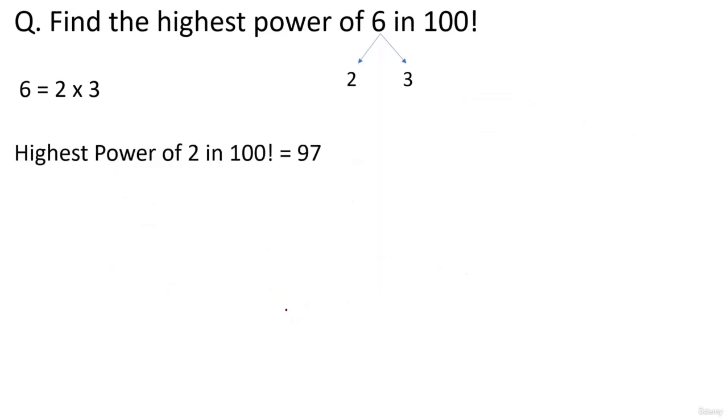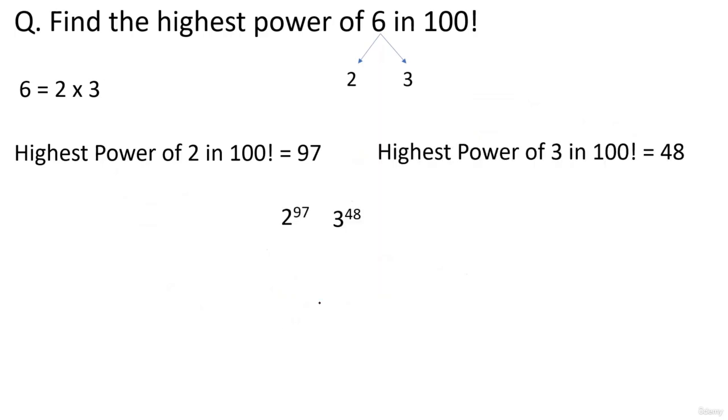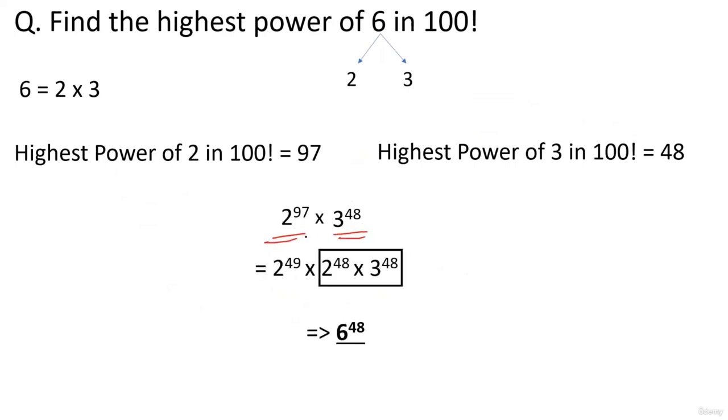We'll observe the highest power of 2, which we have already found in the previous question, 97 in the previous part, and we have also found the highest power of 3 in 100 factorial as 48, right? So what we are going to observe is only 48 powers of 3 will combine with 48 powers of 2, right? Okay, so they will generate only 48 powers of 6. So the highest power of 6 will be the same as the highest power of 3, as I proved some time back, and that will be 48.